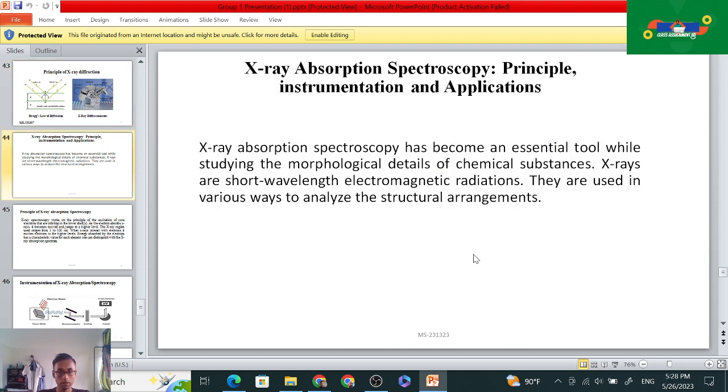Then X-ray absorption spectroscopy, then principal, instrumentation and application. X-ray absorption spectroscopy has become an essential tool while studying the morphological details of chemical substances. X-rays are short wavelength electromagnetic radiations. They are used in various ways to analyze structural arrangements.